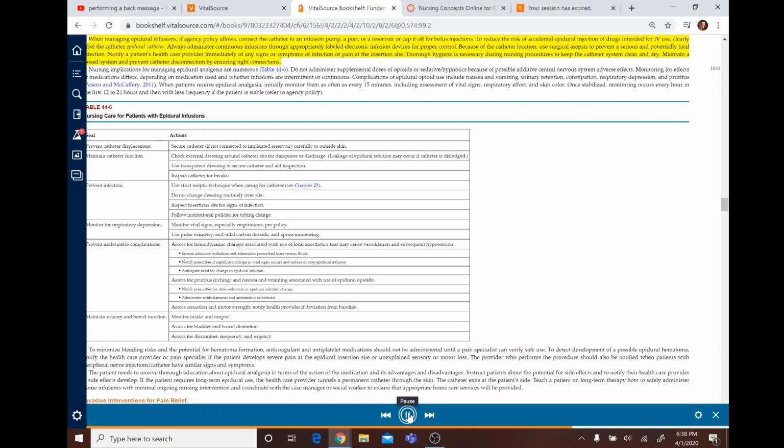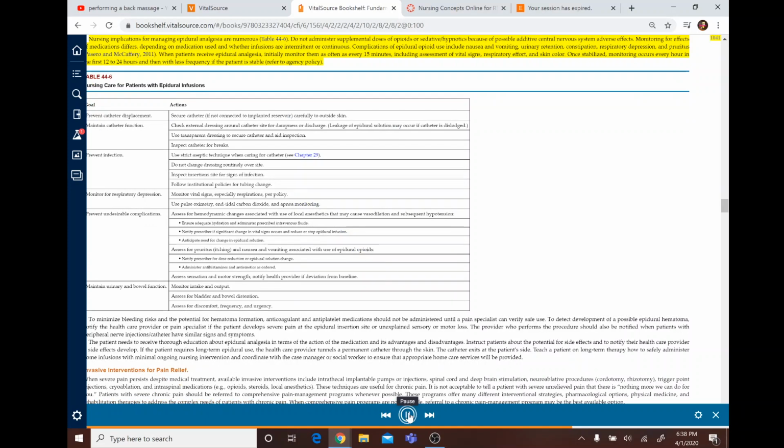Thorough hygiene is necessary during nursing procedures to keep the catheter system clean and dry. Maintain a closed system and prevent catheter disconnection by ensuring tight connections. Nursing implications for managing epidural analgesia are numerous (Table 44-6). Do not administer supplemental doses of opioids or sedatives/hypnotics because of possible additive central nervous system adverse effects. Monitoring for effects of medications differs, depending on the medication used and whether infusions are intermittent or continuous.